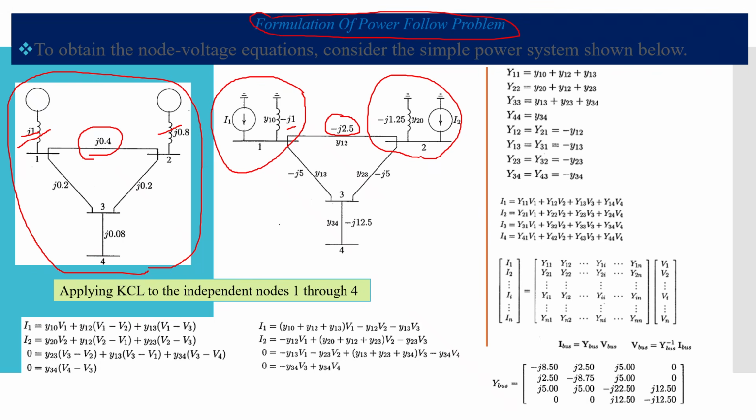So, for example, for the transmission line from bus 2 to bus 3, we have 0.2 reactance. So the admittance equivalent of this is obtained as 1 over 0.2J. So it becomes minus 5J.